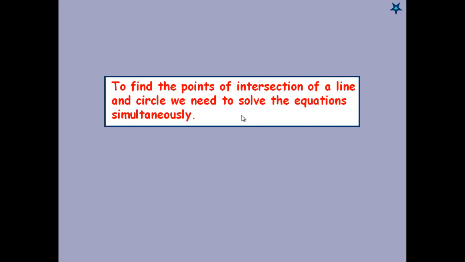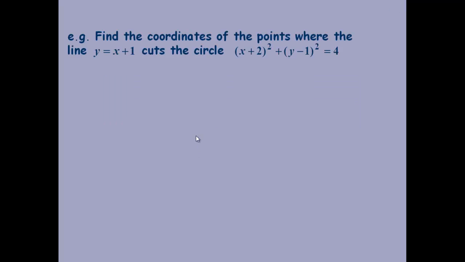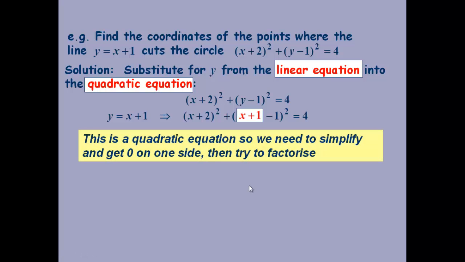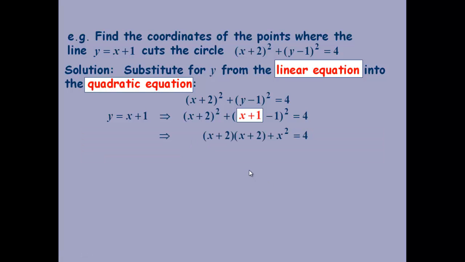To find the points of intersection of a line and a circle, we need to solve the equations simultaneously. So very similar to what we did recently with lines and curves. Looking through this example here, we'll put x plus 1 in for y. This is what we're putting in. So we need to simplify it and then make it equal to 0 on the right-hand side. So we've got this part here.